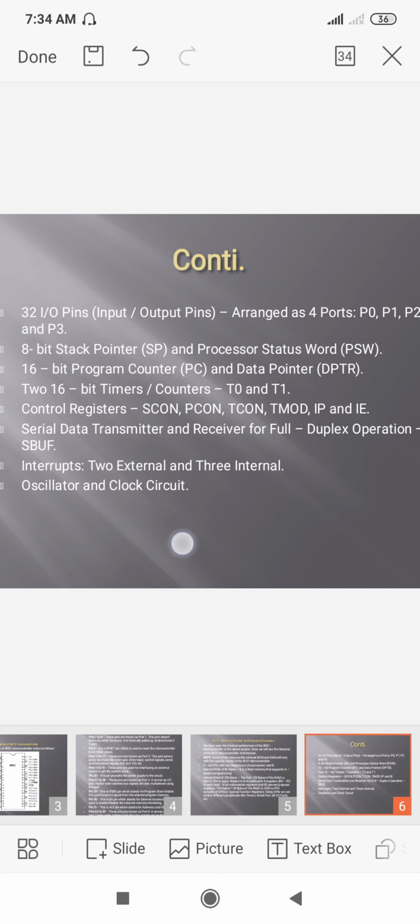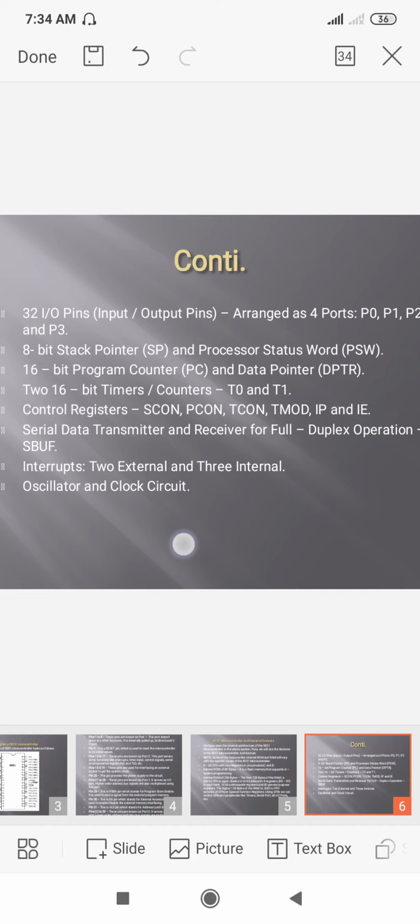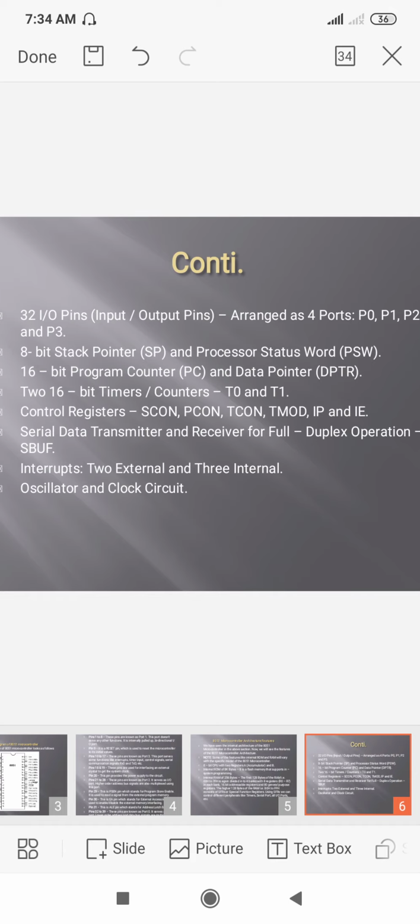Other features are an 8-bit stack pointer and processor status word, a 16-bit program counter PC and data pointer, and control registers SCON, PCON, TCON, TMOD, IP, and IE. There is a serial data transmitter and receiver for full duplex operation with a buffer, two external and three internal interrupts, and an oscillator and clock circuit.